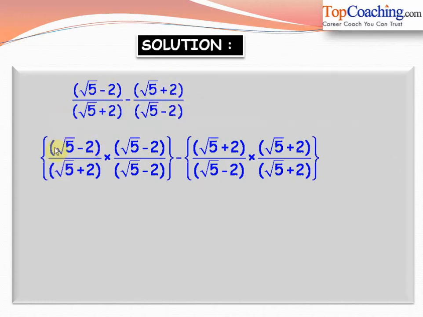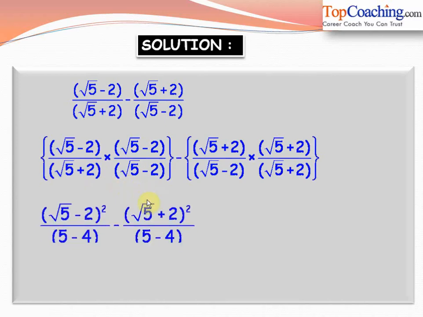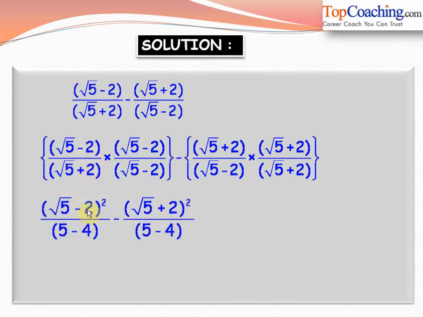Therefore this would be equal to root 5 minus 2 divided by root 5 plus 2 into root 5 minus 2 divided by root 5 minus 2, minus root 5 plus 2 divided by root 5 minus 2 into root 5 plus 2 divided by root 5 plus 2. Now root 5 plus 2 into root 5 minus 2 would be equal to 5 minus 4, and so this would be equal to root 5 minus 2 whole square, because this is nothing but root 5 minus 2 whole square. The denominator we get 5 minus 4, minus this would be equal to root 5 plus 2 whole square divided by 5 minus 4, and so this is equal to root 5 minus 2 whole square minus root 5 plus 2 whole square.